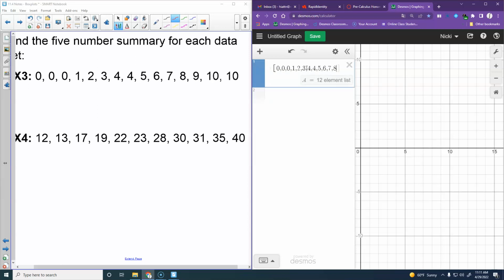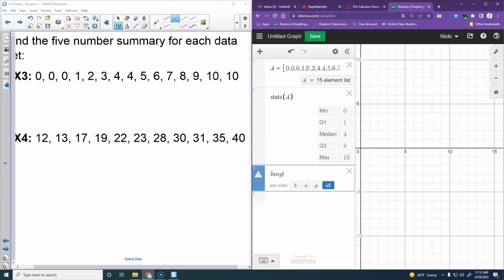I can't get mine to do right. Let me put this in real quick. Wait, do we have to put the comma? Yes, there must be commas, or it won't do it right. And you don't have to do the 5-number summary to do the box plot, but you're going to need to write that.